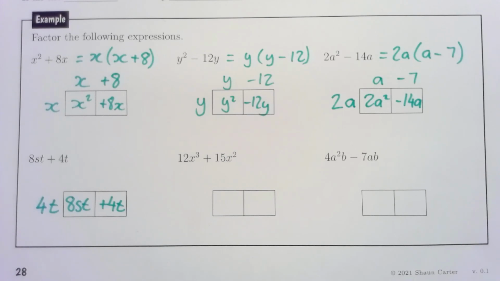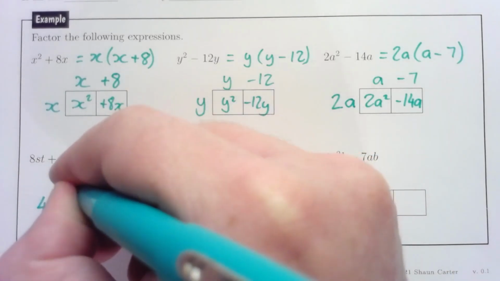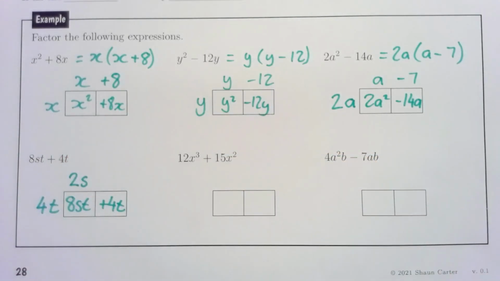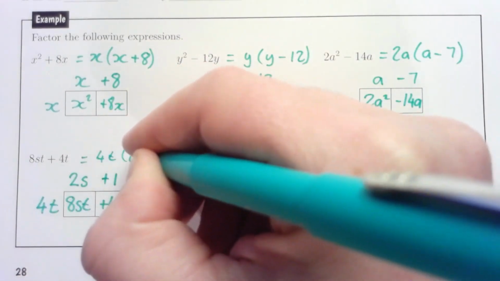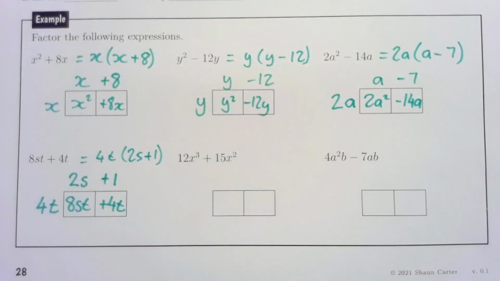Now to get 8st, we would multiply 4t by 2s. We need to multiply by 2 to turn the 4 into 8. And we also need to multiply by that variable s as well. Now our final term is already 4t. We don't need to multiply by anything. But we need to put something in this place. Well, we're going to use 1 here. That's what you would multiply 4t by to get 4t. So our factored expression is 4t times the quantity 2s plus 1.